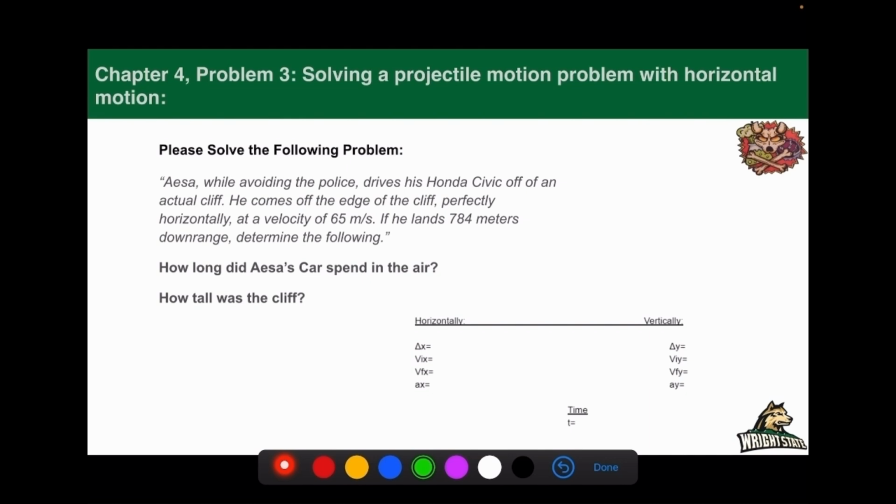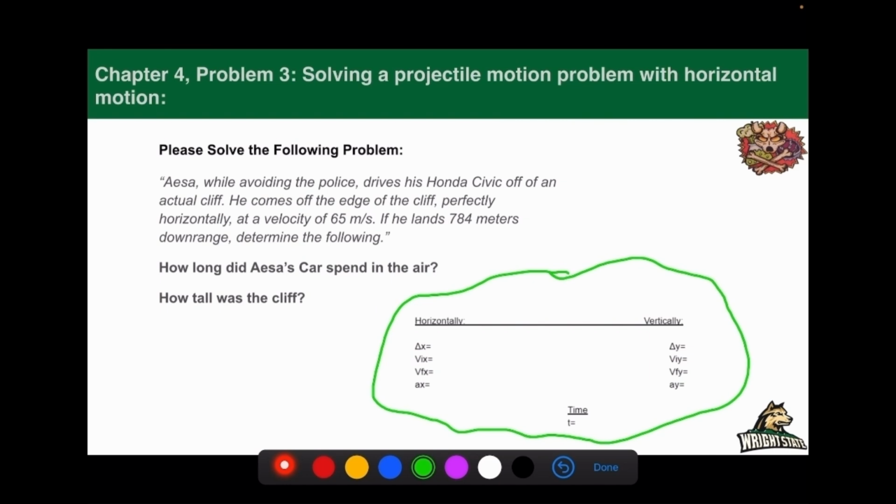I like to use this little graphic here to help me organize all my variables. It is a great idea to use something like this to solve this problem. So why don't you go ahead and read the question, pause the video, and try to solve it, and we will discuss a solution in just a moment.